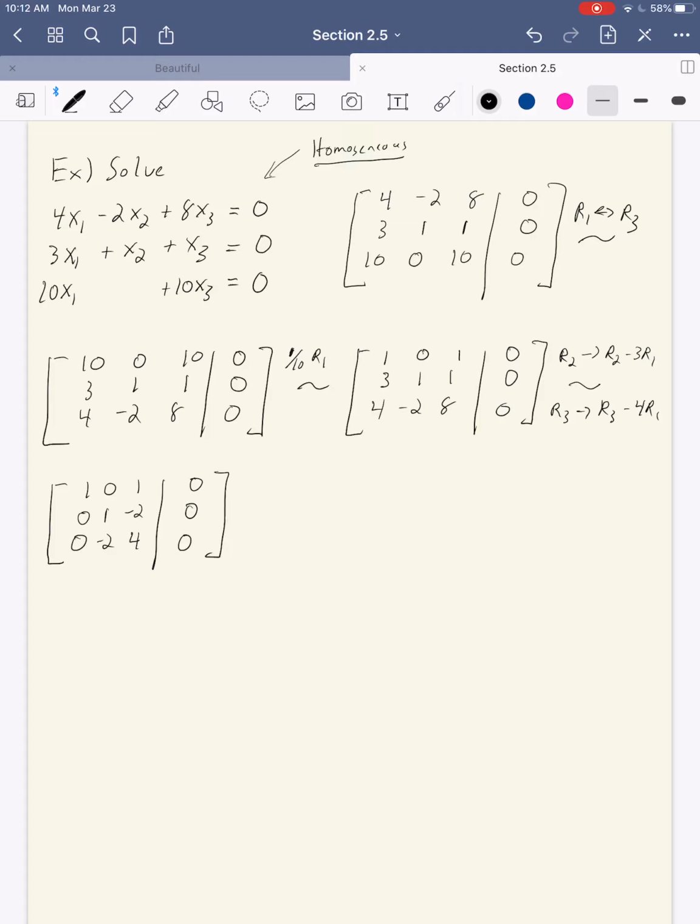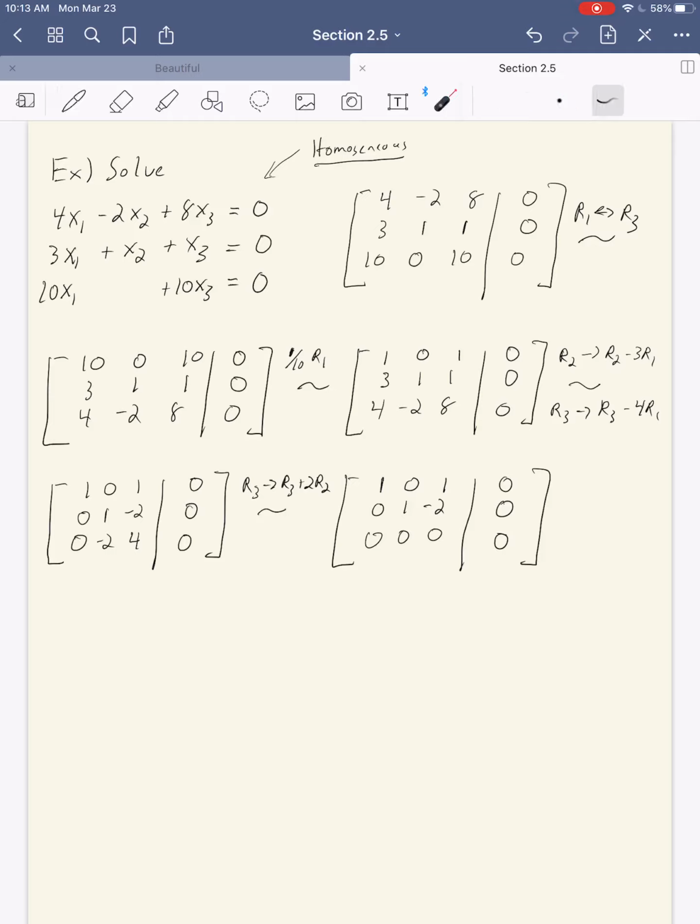All right. Well, this guy nicely already has a leading 1, so we'll just use him real quick to zero out that. So we'll take R3 and replace it with R3 plus 2R2. And we'll get 1, 0, 1 with a 0. Then we'll get 0, 1, negative 2 with that 0. And then we'll get 0, 0. 4 and negative 4 is going to be 0 and 0. All right, now this is in row echelon form, so we'll go ahead and back solve, right?